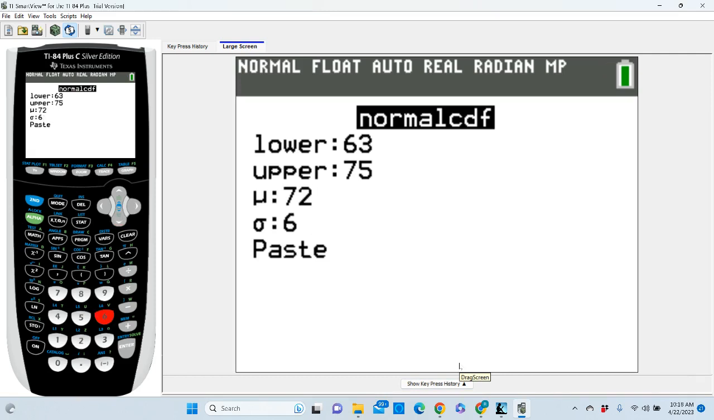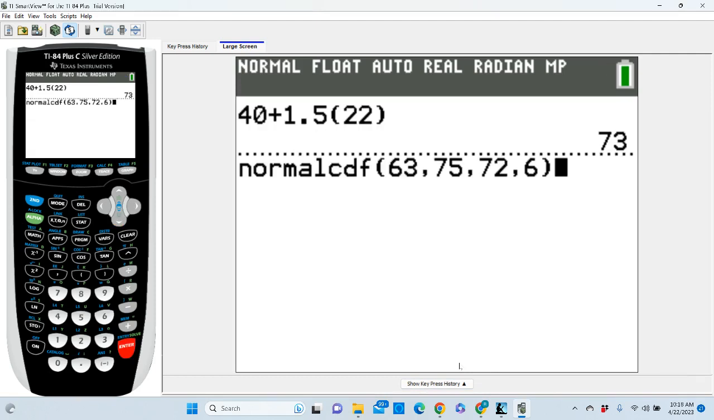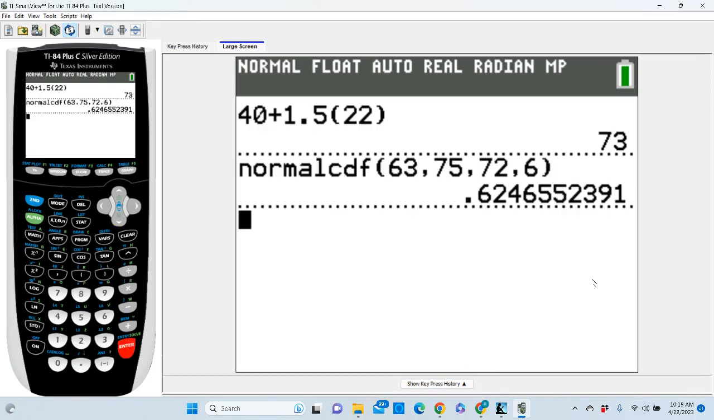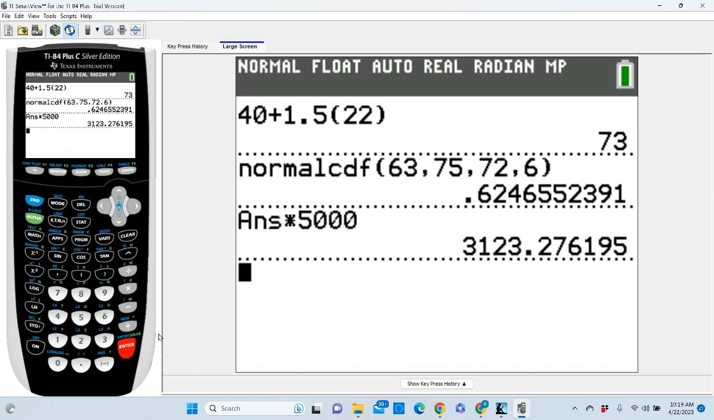So now we're going to find out that out of the 5,000 people who took this test, about 62% and change should have scored between a 63 and a 75. So if I just take this whole decimal here, don't round yet, wait till the end. I'll multiply it by 5,000, and I'm going to round this to the nearest whole number.